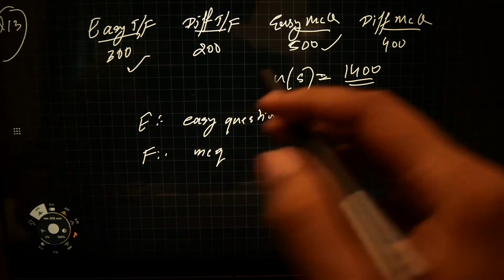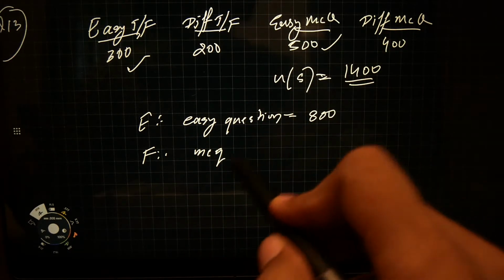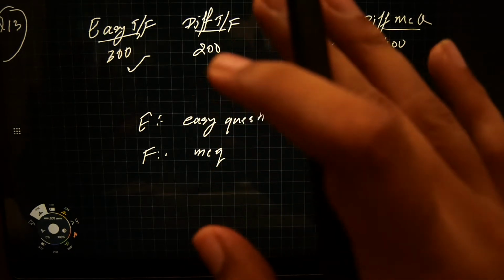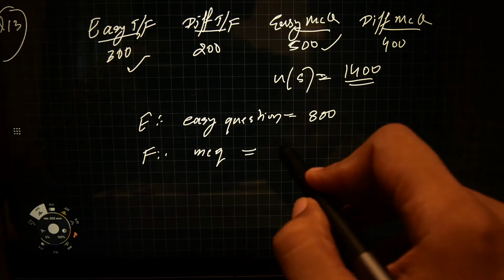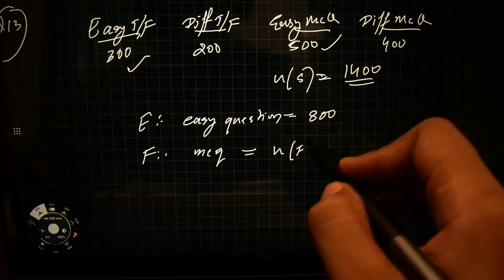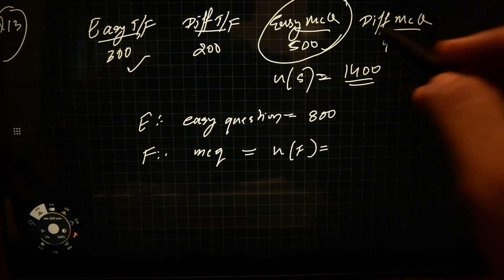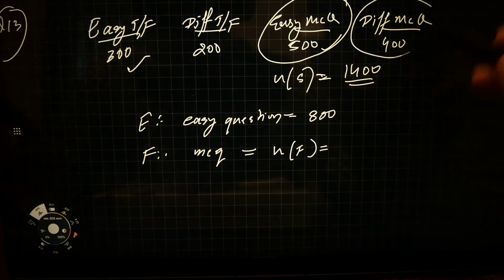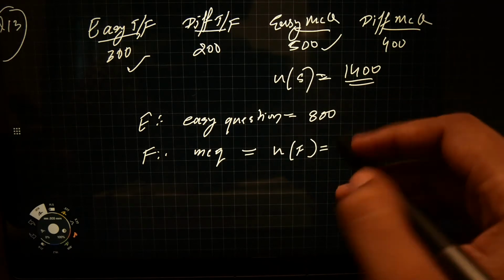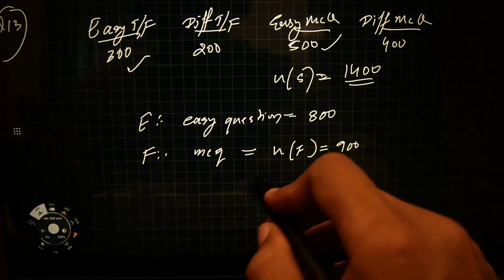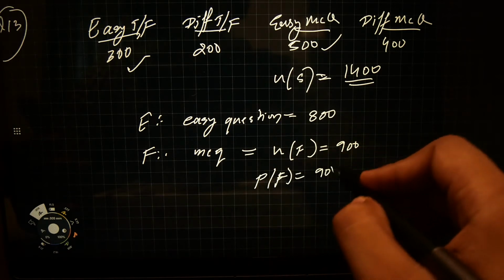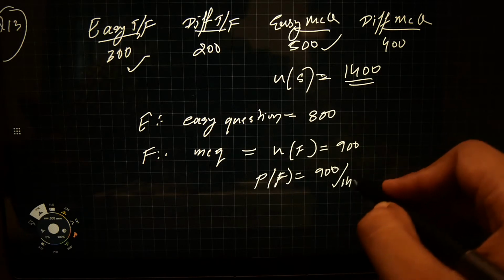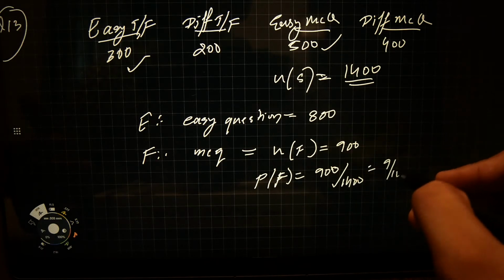See, F is a multiple choice question. It is only said that it is a multiple choice question. It has not mentioned whether it is easy or hard. So the total number of elements in F will be multiple choice questions consisting of easy ones and the difficult ones. So total will be 900. So probability of F is 900 divided by 1400, or 9 by 14.